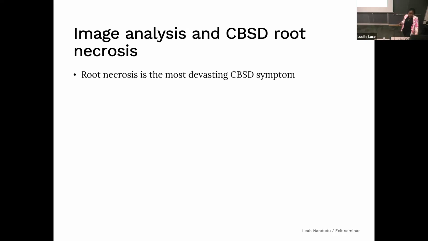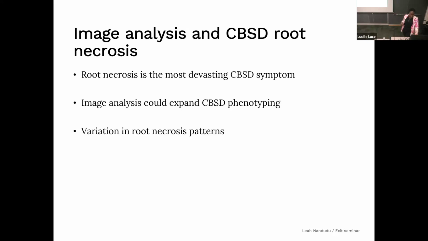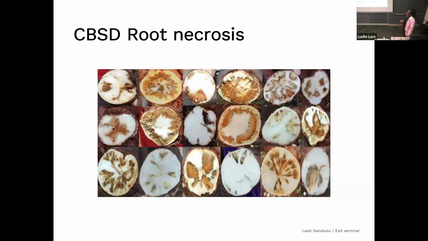We know that root necrosis is the most devastating CBSD symptom, because once you have root necrosis, you cannot eat that cassava. And we thought that image analysis could expand this root necrosis work. The question that we had is, we've observed these variations in root necrosis patterns, but were these variations due to genetics or due to environmental factors? That was yet to be found out. So I'll show you what led to our hypothesis of studying root necrosis.